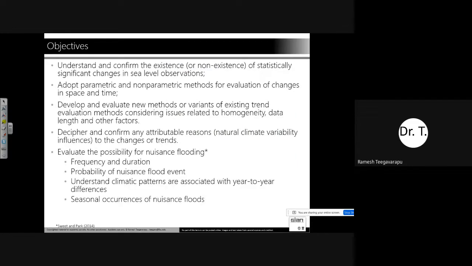And so the idea is to understand what are the statistically significant changes. We also want to understand if there are any other issues with trend. We are also interested in what we call nuisance flooding. Nuisance flooding is basically whenever you have increasing sea level rise, plus there is a high tide in some months of the year, the water comes inland and creates nuisance flooding.